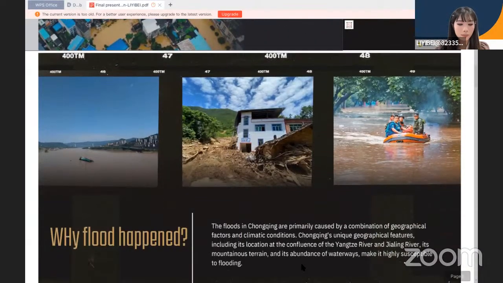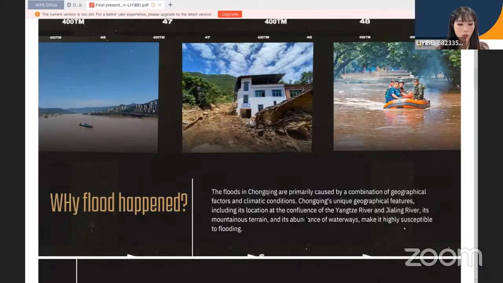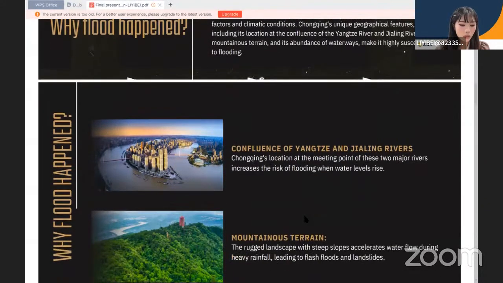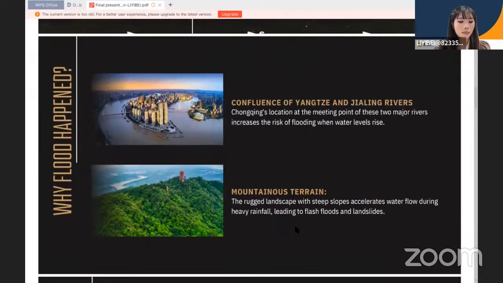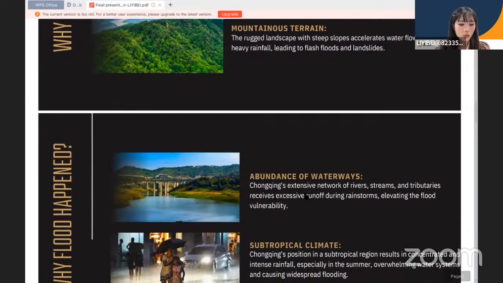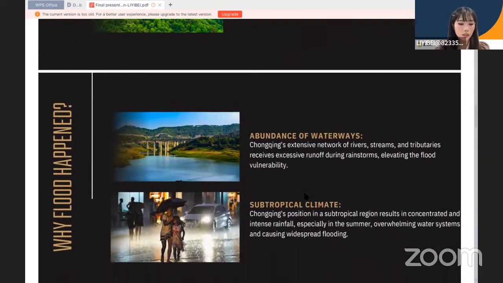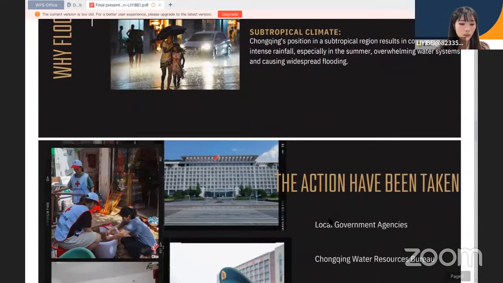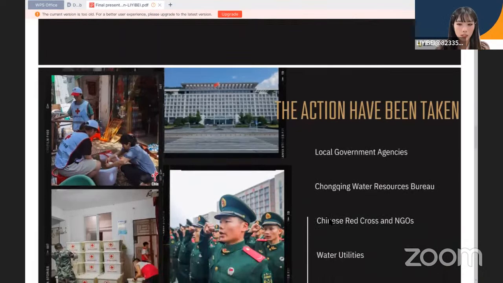The floods in Chongqing can be attributed to a complex interplay of geographical and climatic factors. First, Chongqing is at the confluence of two rivers, which places it at a higher risk of flooding when water levels rise. Moreover, its mountainous terrain accelerates water flow during heavy rainfall, which can lead to flash floods and landslides. The abundance of rivers, streams, and tributaries in the region exacerbates the flood vulnerability. Moreover, Chongqing's subtropical climate, with intense summer rainfall, can cause widespread flooding. In responding to this crisis, several actions were taken.